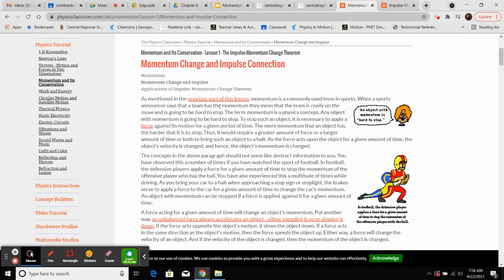All right, so moving on to momentum change and impulse. So obviously momentum is commonly used in terms of sports, something that's really on the move is going to be hard to stop. The term momentum is a physics concept. So anything with momentum is going to be hard to stop. It just depends on how hard.